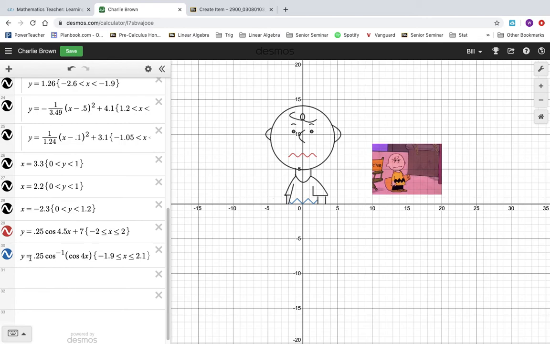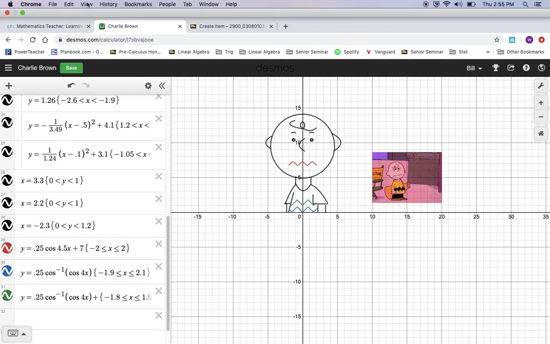I need to make a second one, so I'll just copy this and put a second one here and raise it up, I don't know, maybe 1 unit or so. Alter these endpoints, and I think Charlie Brown is looking complete. Cool. Check out the second video to see what cosine inverse of cosine is all about.